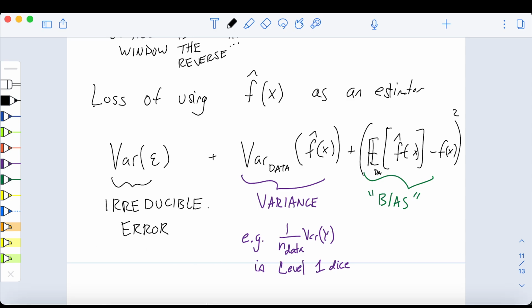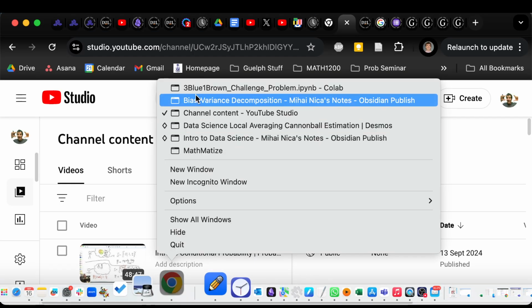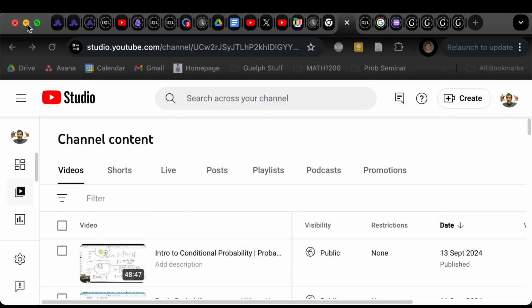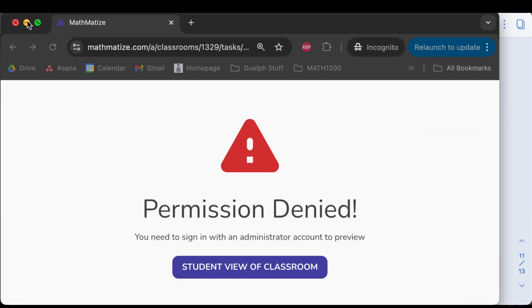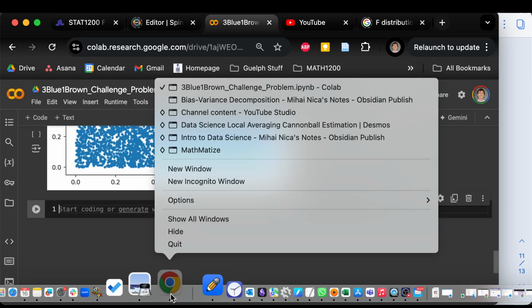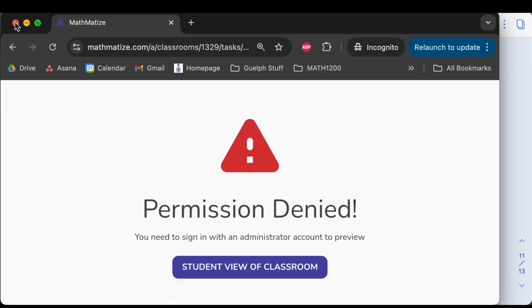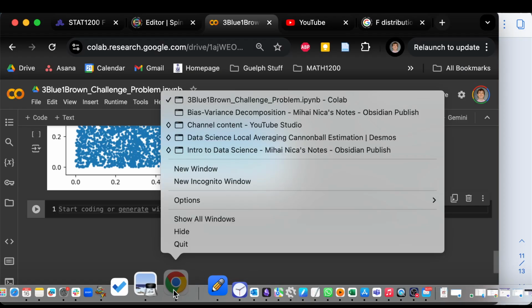And in this particular example, I can tell you exactly what the bias squared is. Is this what we want? Nope. We want Desmos.